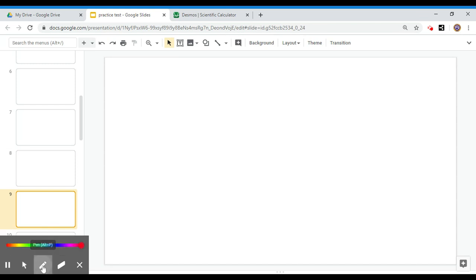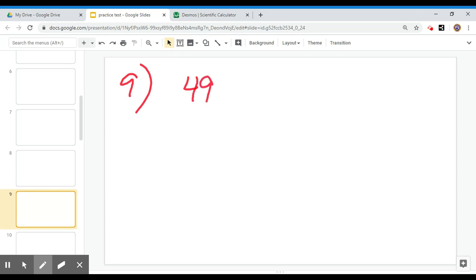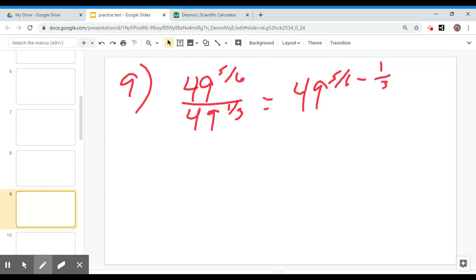Nine is pretty much the same thing, actually. The only difference is this time we have a number in the base. So we have 49 to the 5/6 power over 49 to the 1/3. So since we have the same base, that means we can subtract the exponents.